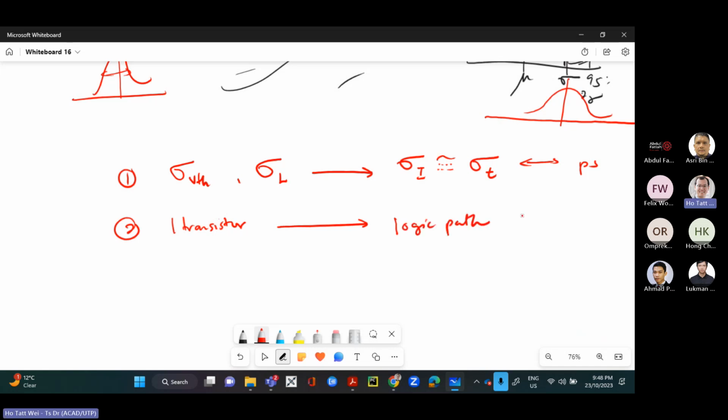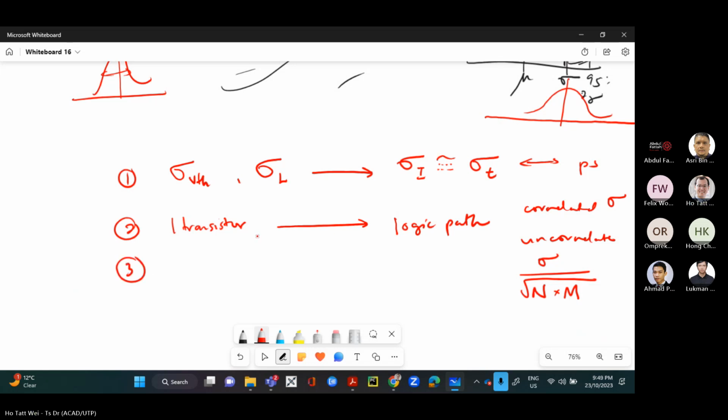Right, so that will be, you look at whether it's correlated or uncorrelated. If uncorrelated, the variance is divided by the number of stages in the logic path times the number of transistors per stage. Okay, if it's correlated, it's just that.